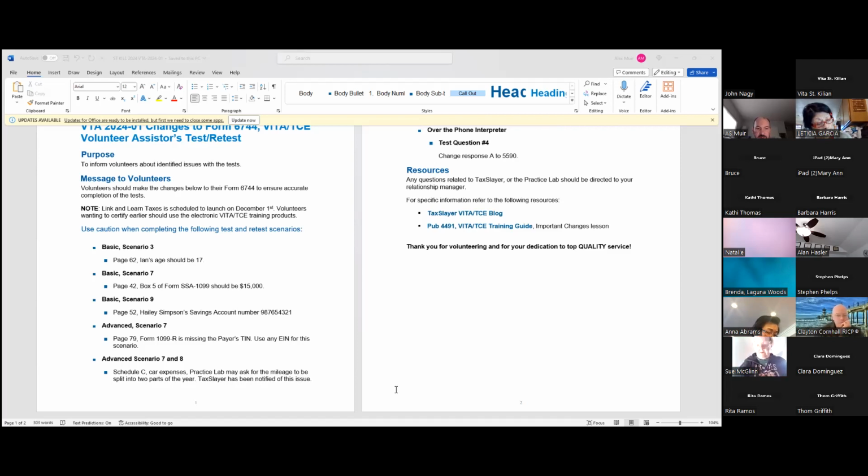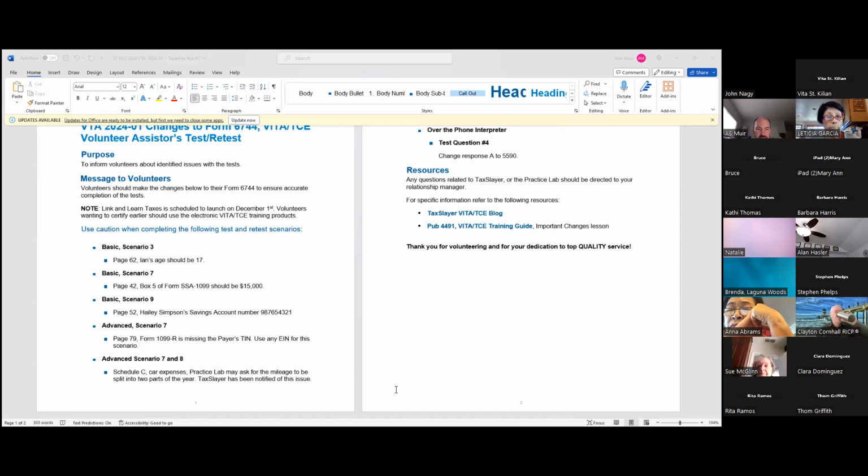Okay, so the advanced scenario, number 7, it talks about a missing payer TIN. That's a taxpayer identification number. The EIN is the employer identification number. And so you're going to see that EIN on every type of 1099-R and W-2s also.